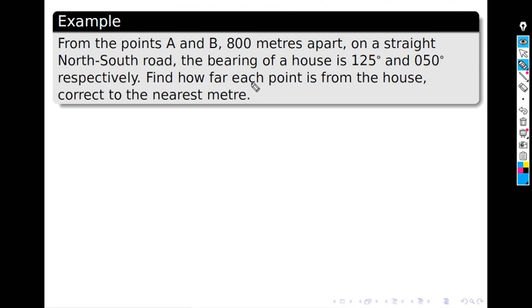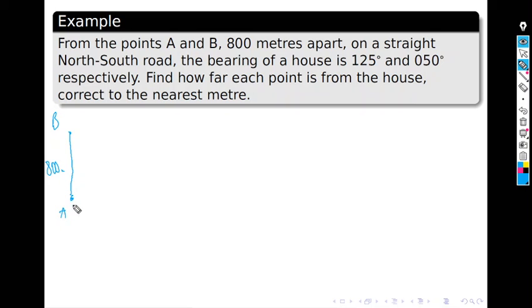Let's have a look at the kind of question you might have to do. With all of these, drawing a diagram is basically essential. So let's do that. From the points A and B, 800 meters apart on a straight north-south road, the bearing of a house is 125 degrees and 50 degrees respectively. Find how far each point is from the house, to the nearest meter. Okay, so we've got A and B. Here is A, here is B, and we're told this distance is 800 meters.